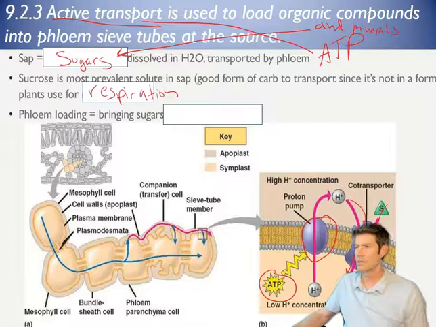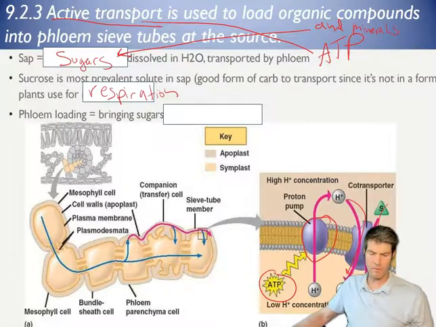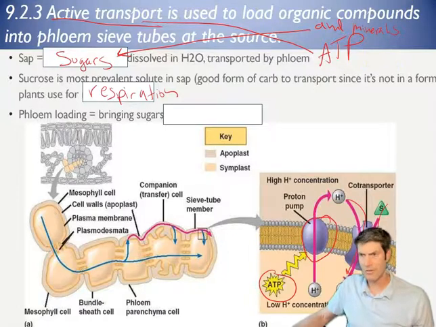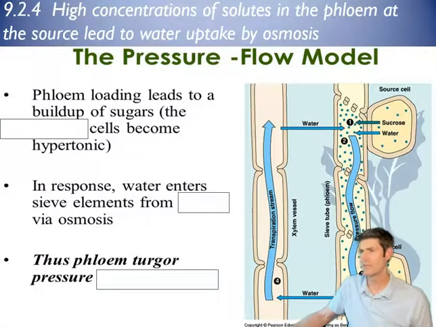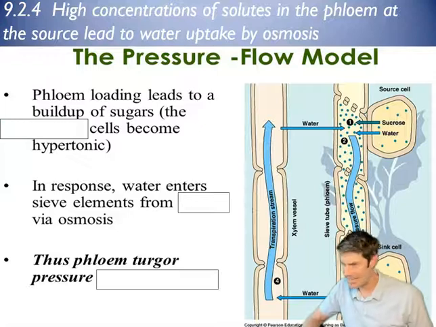There we go. So sugars, minerals, a bunch of important molecules moving down through that phloem to make sure that plant gets the energy and the stuff it needs to run all of its processes. Here's another model. You've been seeing this diagram a lot, called the pressure flow.